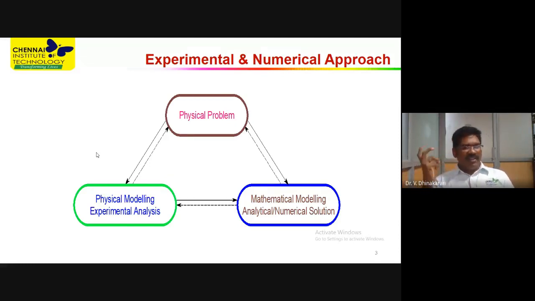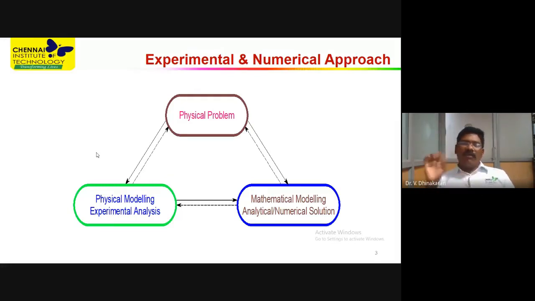The other method for finding the solution for a physical or real-world problem is modeling. Modeling is purely based on some assumptions. At the end of the modeling, you will have some governing equations. The governing equations may be either a differential equation, an integral equation, or an integro-differential equation. Then the governing equations have to be solved.